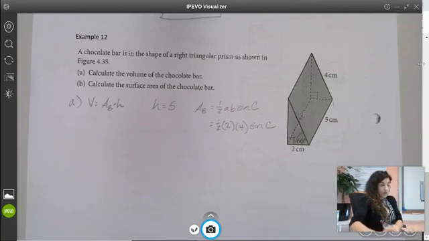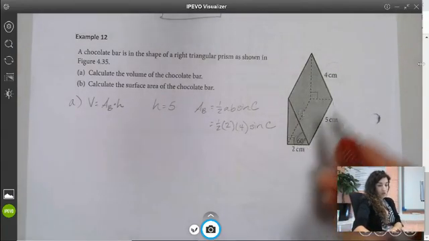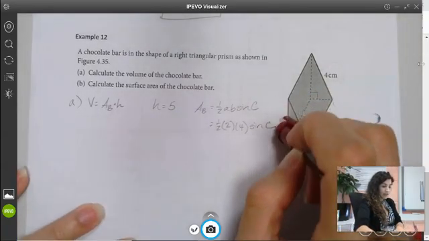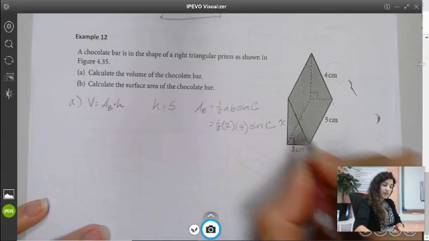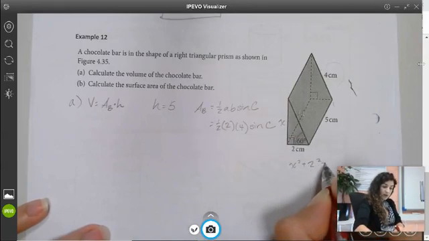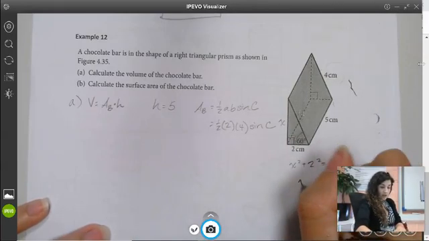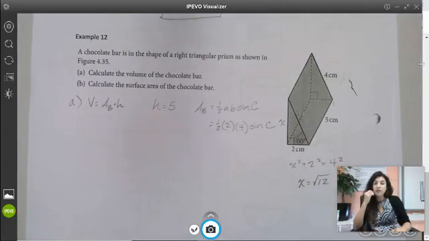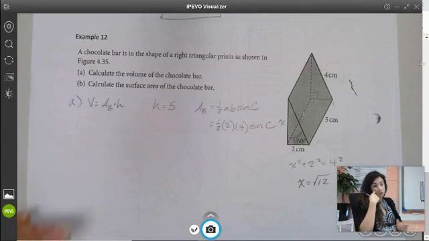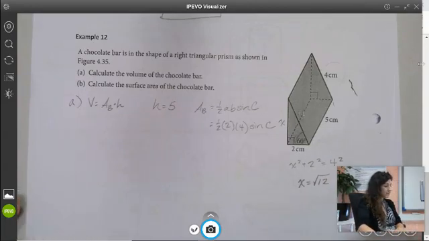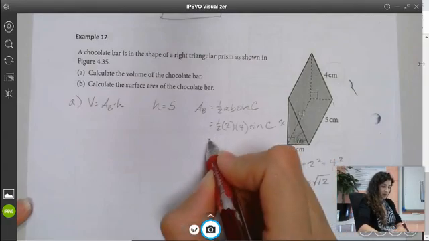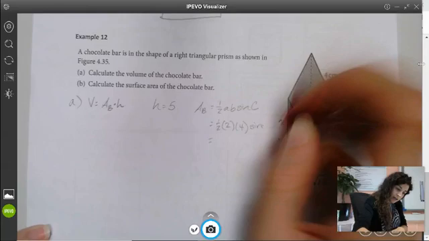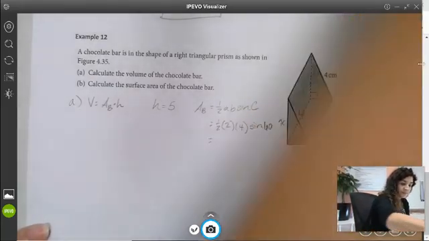You could have also done the Pythagorean theorem. If we do, I'll call this X, just to not be confusing: X squared plus 2 squared equals 4 squared. You'll get that x is equal to the square root of 12. So you could have also done the square root of 12 times 2 times 1/2, which comes out as the square root of 12. And so the area of the base here, sine of 60.